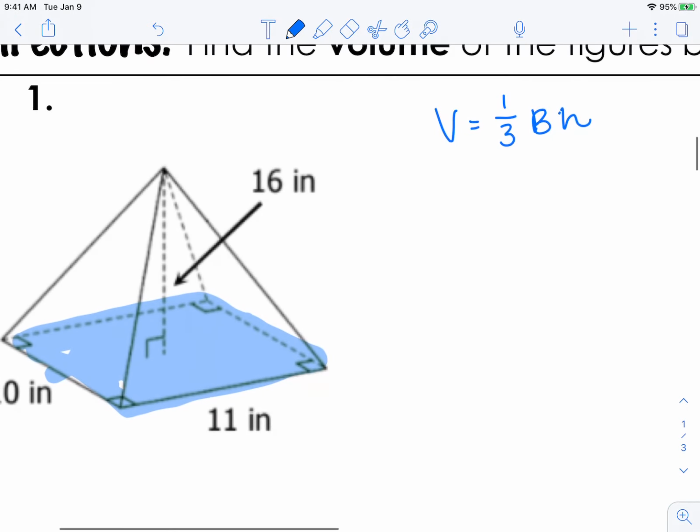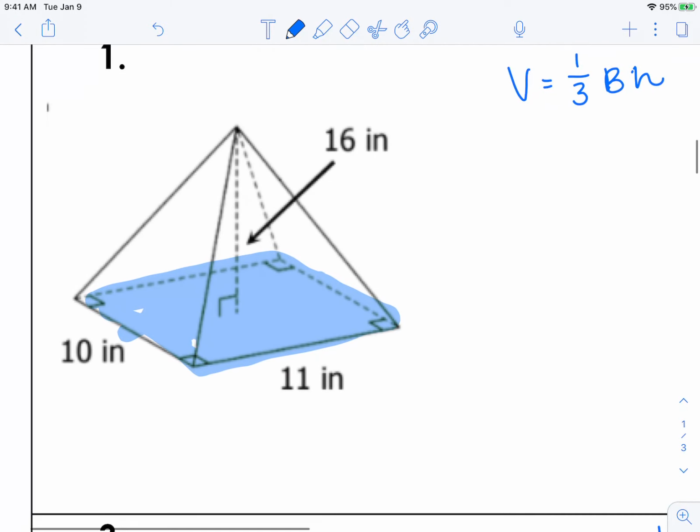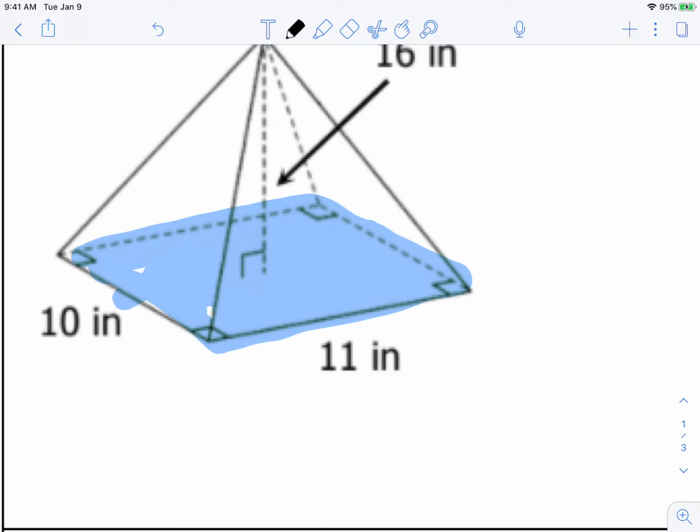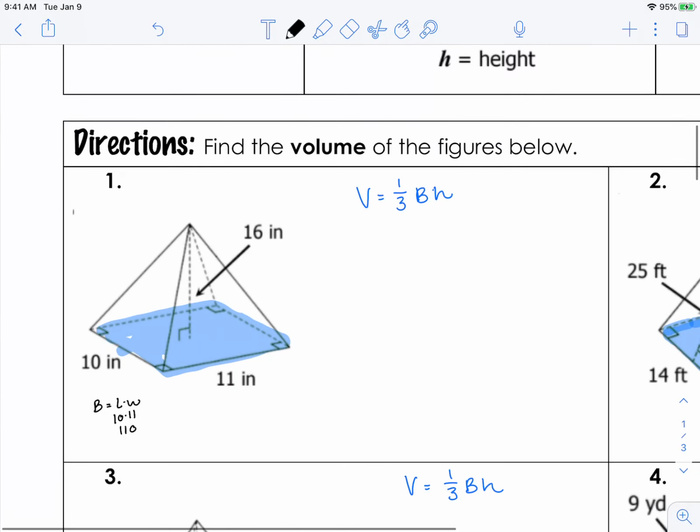So it's a pyramid. So if I look at my base, that is not a square. Sorry, it's a rectangle, not a square. So if I do area of the base, it's just length times width. So 10 times 11. So that's 110. So that's my capital B. And then my height, they already tell me, is 16. And I just plug it in. And I'm going to get 586.67 inches cubed.